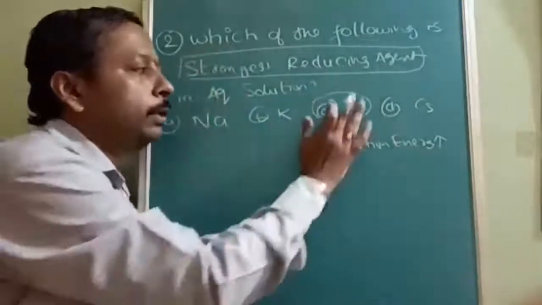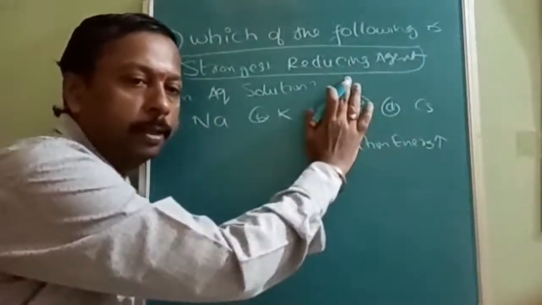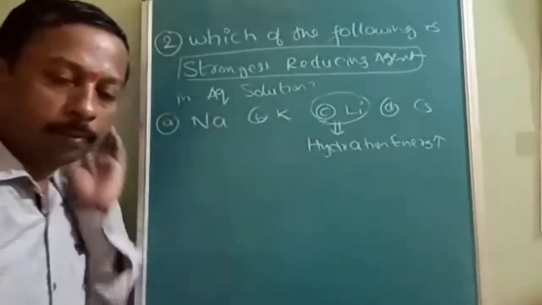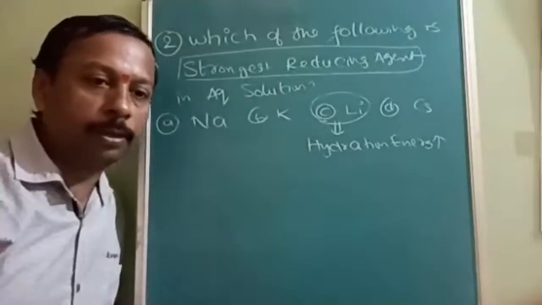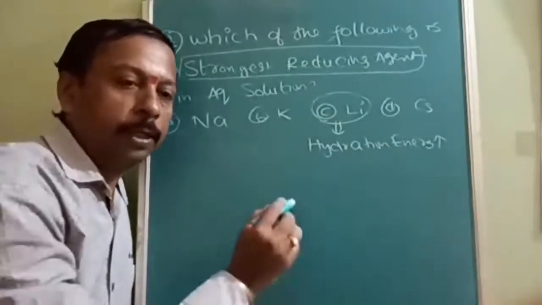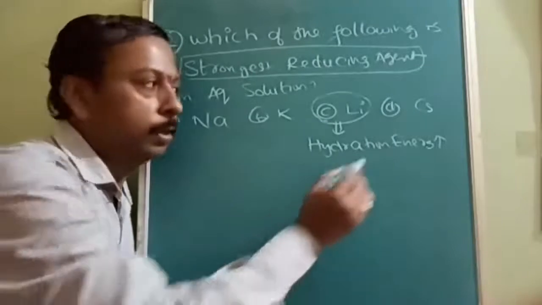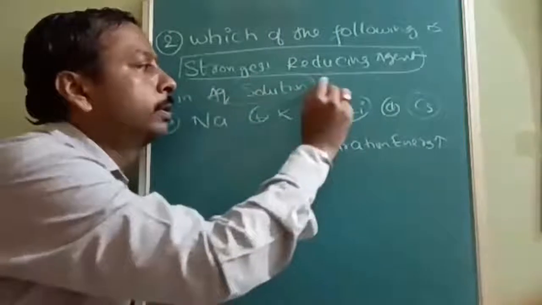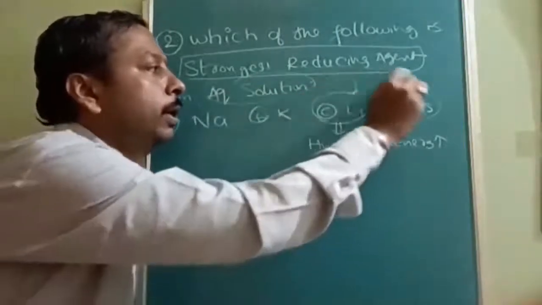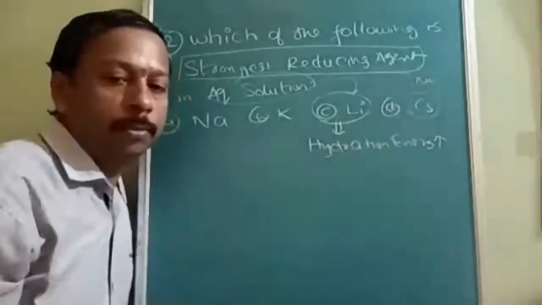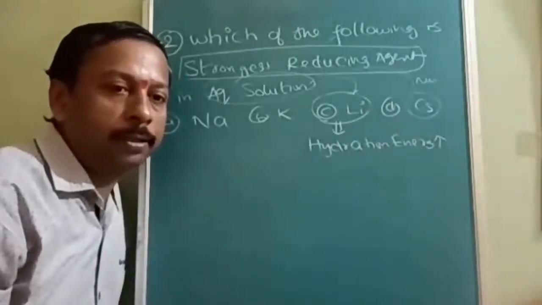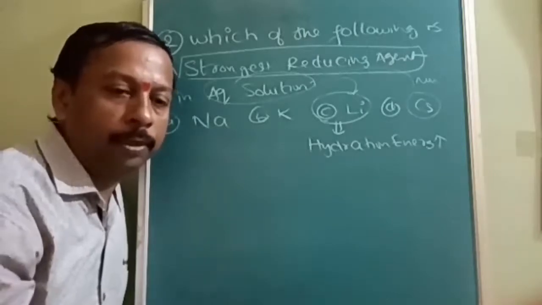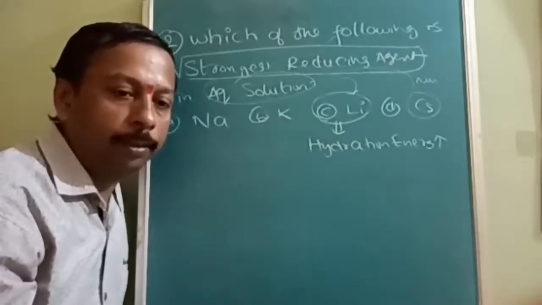Otherwise, if hydration energy is not considered, suppose a non-aqueous solution is given, what will be your answer? That time we will consider only ionization energy, so it is going to be cesium. So if aqueous, lithium; if non-aqueous, cesium. The exceptionally high reducing property of lithium is due to an abnormal property.